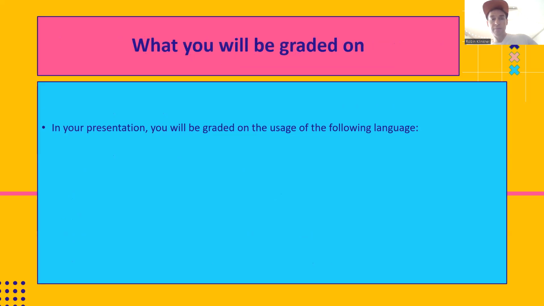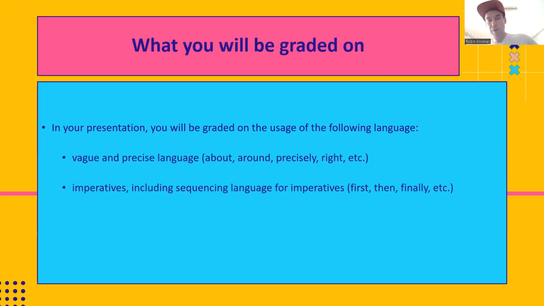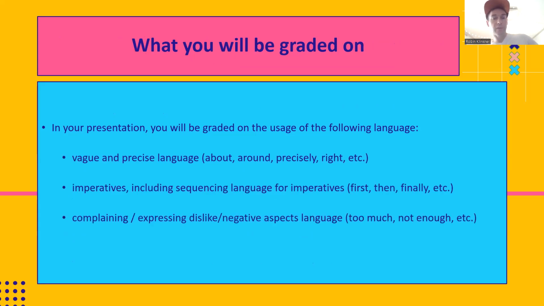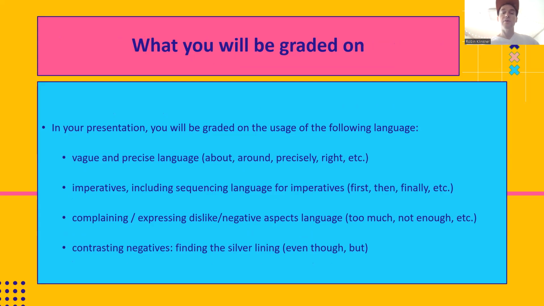What will you be graded on? Well, you'll be graded on vague and precise language, imperatives, too much, not enough, and then contrasting negatives, which we have not talked about yet, but we will talk about that soon.